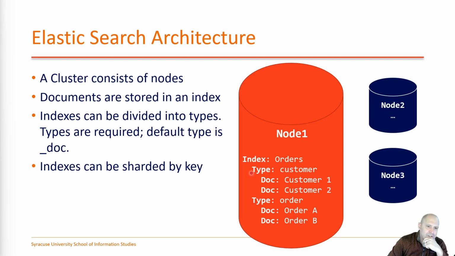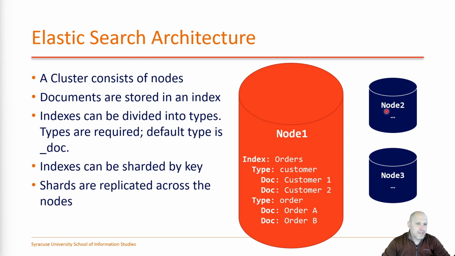And so some of these customers, this says index orders and this says customer, some of these customers end up on node 1, some end up on node 2, some end up on node 3. Some of these orders end up on node 1, some on node 2, some on node 3. That spreads things out. And then you can configure the index so that the shards are replicated. And you can say it gets 2 replicas or 4 replicas or no replicas, right? You can set it up any way you want for that fault tolerance.